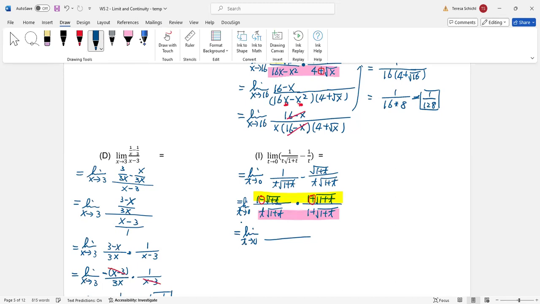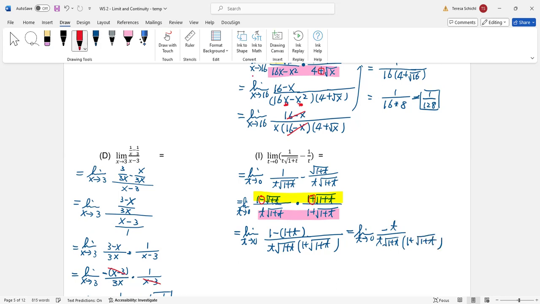Remember a minus b times a plus b is a squared minus b squared. So it's 1 minus (1 plus t). This is my denominator: t times the square root of 1 plus t, times 1 plus the square root of 1 plus t. Like I said, we don't want to simplify the denominator or distribute it. I just leave it like that. So this is the limit as t approaches 0 of 1 minus 1 minus t, over t times the square root of 1 plus t times 1 plus the square root of 1 plus t.